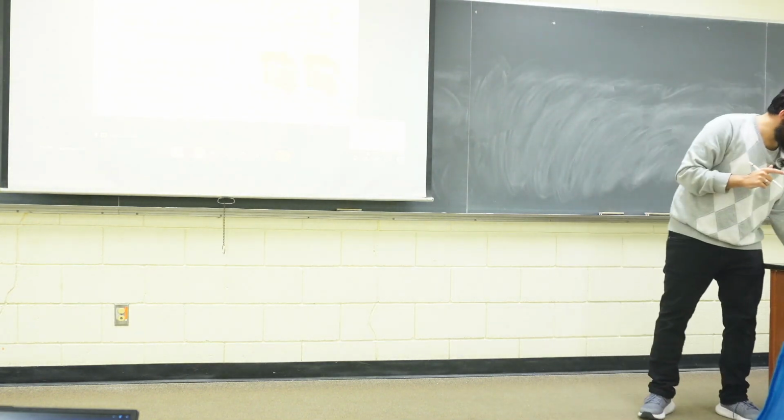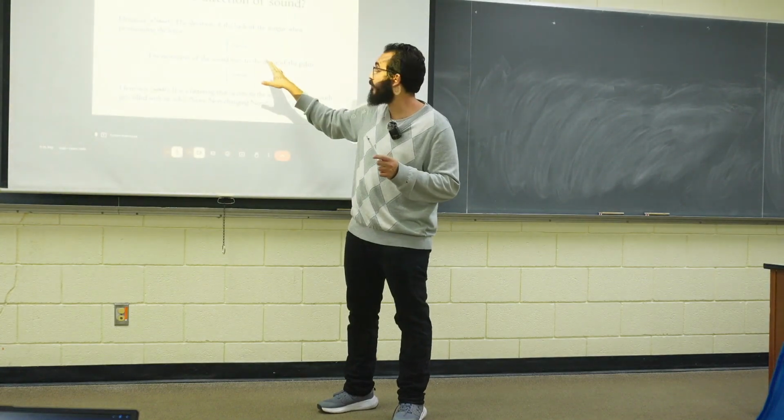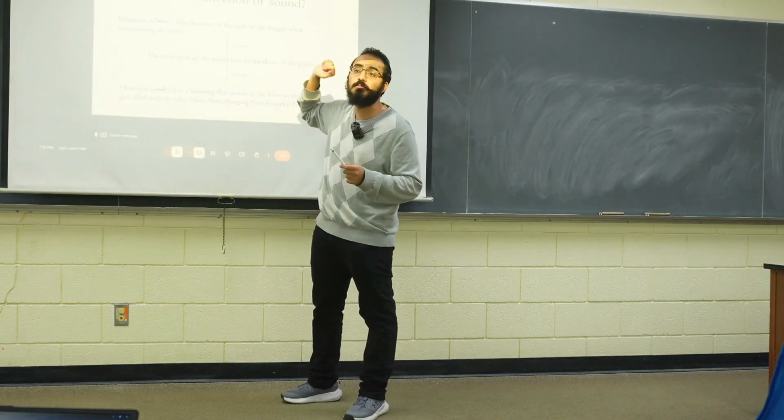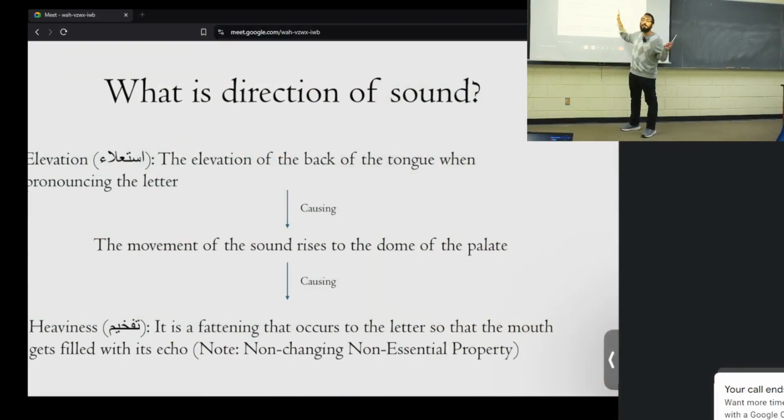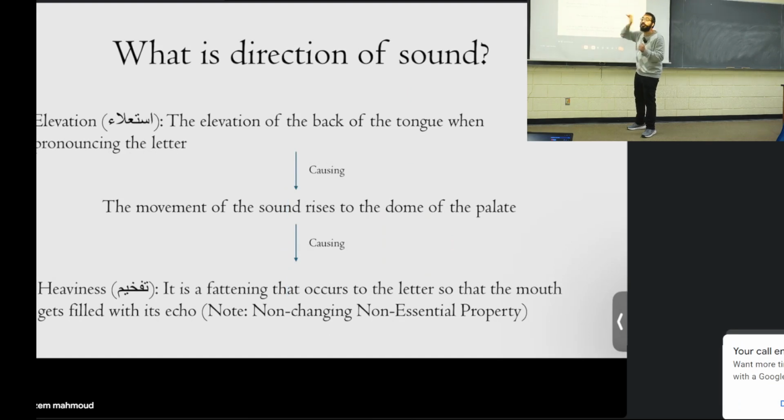So there's a couple of definitions for how people define this property. Some people define it as the elevation of the back of the tongue. Just the back of the tongue goes up when you say this letter. Some people said no, it's the movement of the sound to the top of the dome. Why do I take this definition rather than that one? Because the elevation of the back of the tongue is the reason this happens. So when the back of the tongue is elevated properly, the sound moves to the dome and heaviness happens.